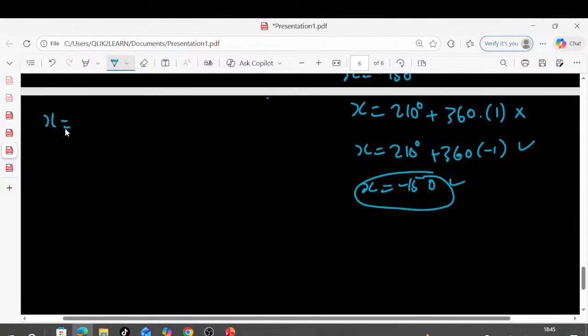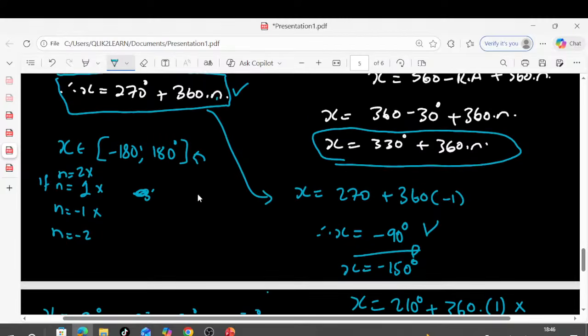So the final answer should be 90 degrees, minus 90 degrees, minus 30 degrees, minus 150. So this tells you that when you substitute on this equation, you're going to get 90 and minus 30. And that's it for this problem.